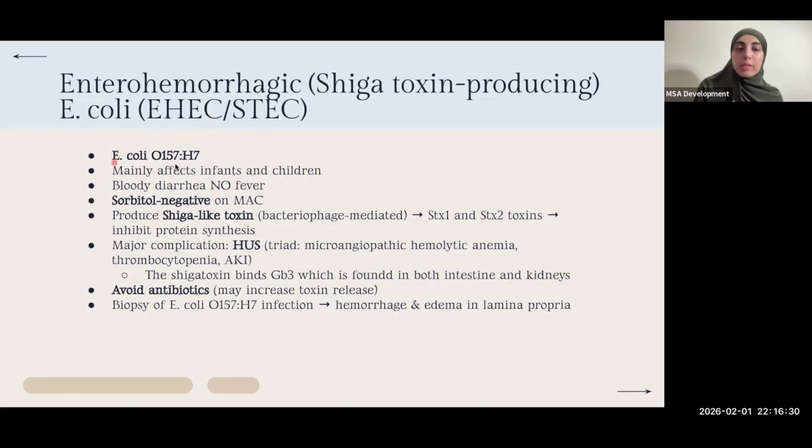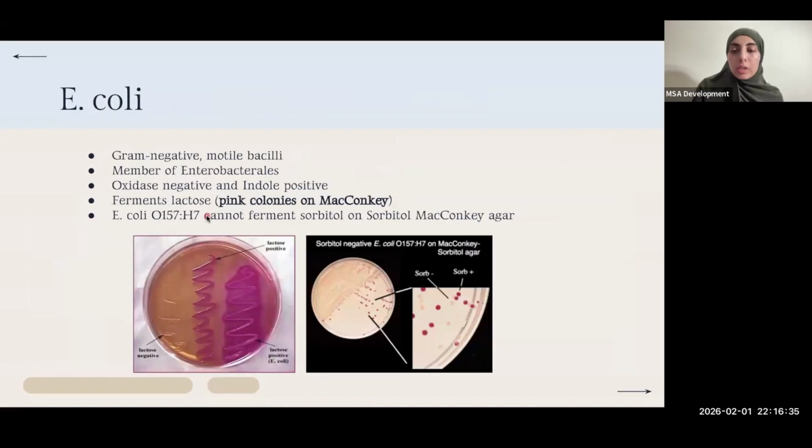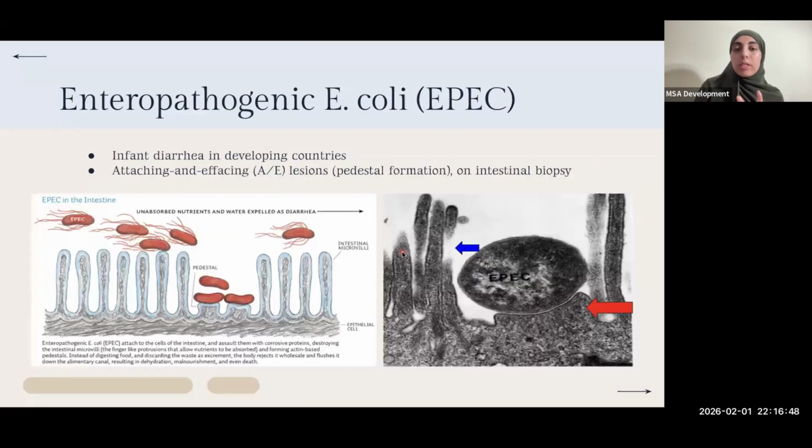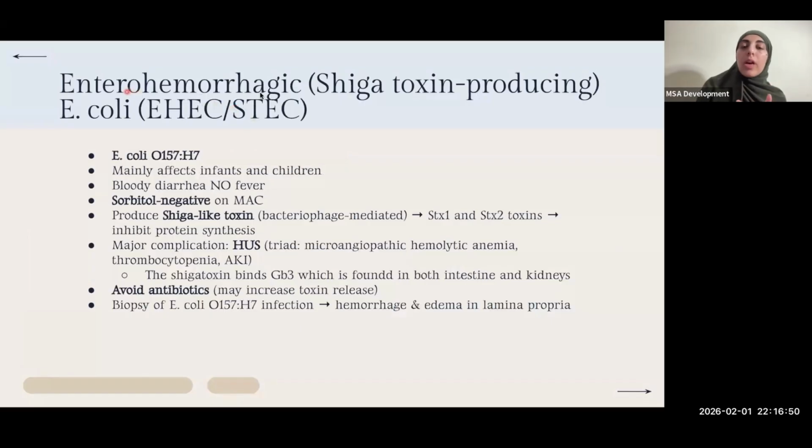Remember what we said about O157:H7 is that it's sorbitol negative. We go back to this picture over here. This is sorbitol on McConkey, sorbitol McConkey agar. The sorbitol negative ones, which don't change color, are O157:H7. And O157:H7 is the enterohemorrhagic E. coli. Again, bloody diarrhea because hemorrhagic from the name hemorrhagic because bloody diarrhea. And there's no fever.